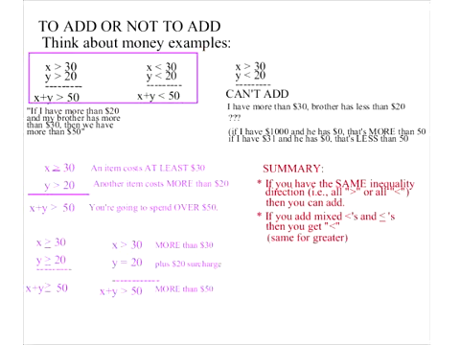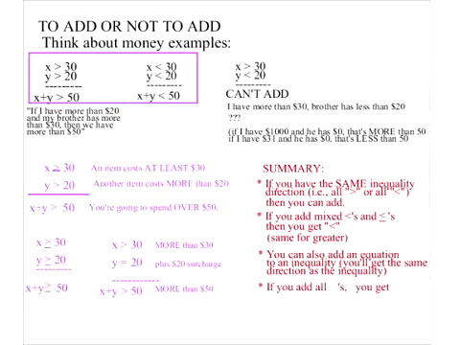And then you can also add an equation to an inequality. You'll get the same thing as the inequality. And then finally, if you add all greater than or equal to's, or all less than or equal to's, then you get another less than or equal to. So you add a bunch of those, you get another one.